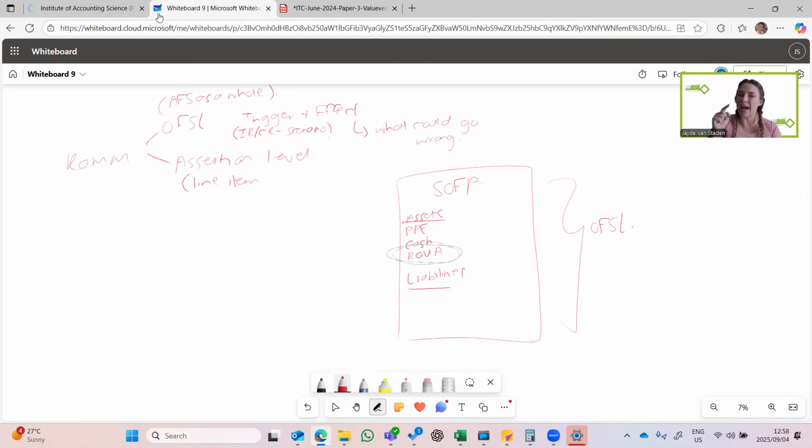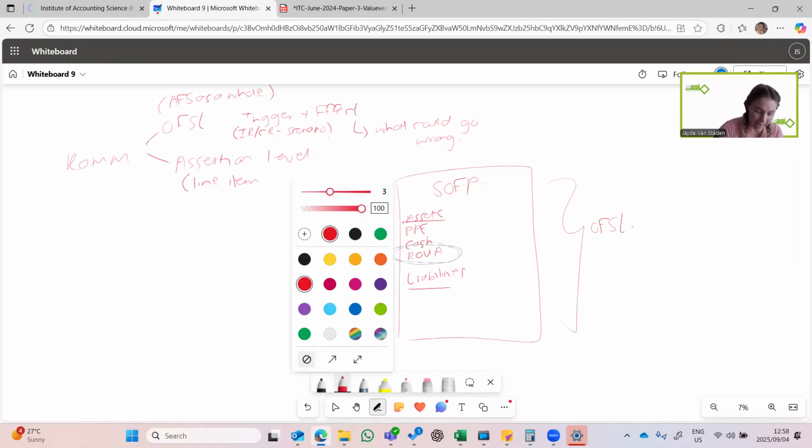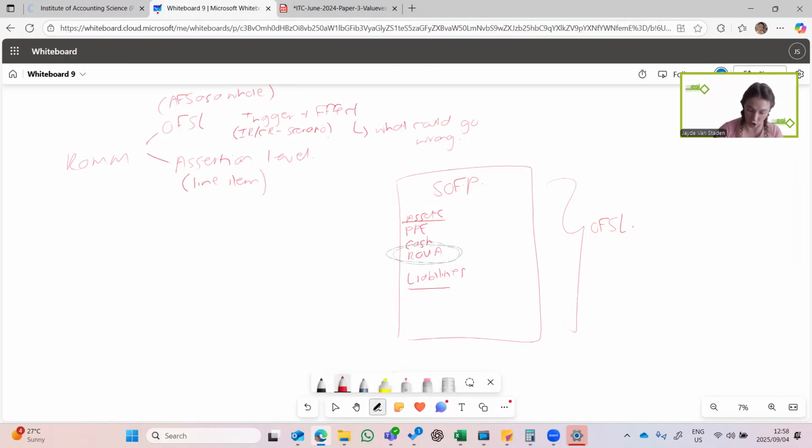So here we have to add a little extra step to our ROMM discussion. We essentially have to link that to an assertion. So for assertion level, it's trigger plus effect plus assertion that's being affected. And I know you guys are going to come for me and say, but I don't understand assertions. And that's exactly what we're going to take a look at.